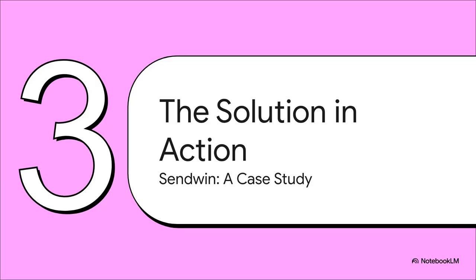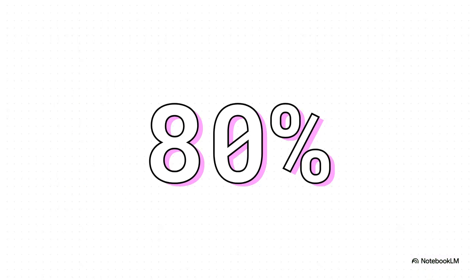Okay, theory's great, but let's make this real. We're going to look at a specific tool called Sendwin to see exactly how a cloud browser takes on this multi-login challenge in the wild. And the impact here? It's potentially huge. The source material points to an 80% increase in productivity pipeline speed. Now, you might wonder, how is that even possible?